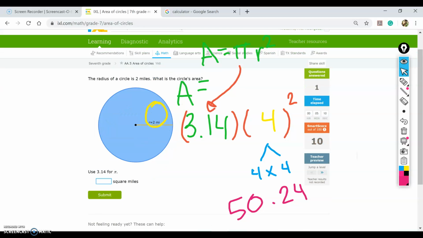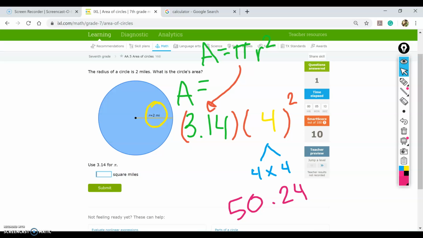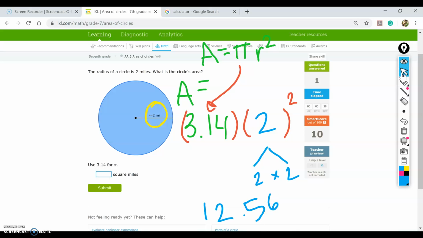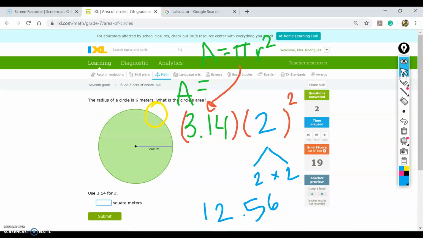And there you go. I'm not going to do this one because it's exactly the same thing, but instead of having a 4, well, let me just do it. I have a 2. I'm going to do the same thing. Remember that this would be 2 times 2, which is 4, times 3.14, and I would get 12.56. That would be the area for this circle. Now let's check it. 12.56. I'm not rounding one more time because they're not asking me to round. In case they ask you to round, then you need to round. And I got it correct.